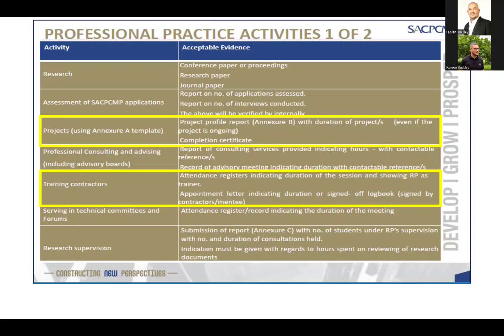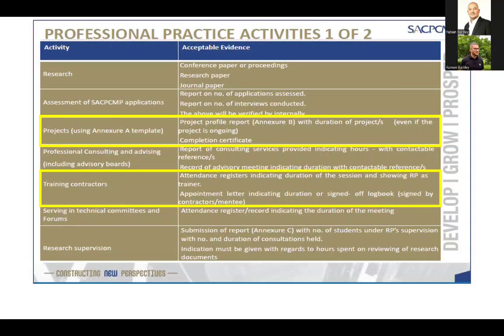So the first activity I'm going to cover is the projects, which is using Annexure. It's actually Annexure B. They've made a mistake on their website. It's actually template Annexure B. Based on the acceptable evidence, the project profile, which is Annexure B, with durations of the projects, even if the project is ongoing. So this I'm going to touch on as acceptable evidence. I'll show you exactly what the annexure looks like.